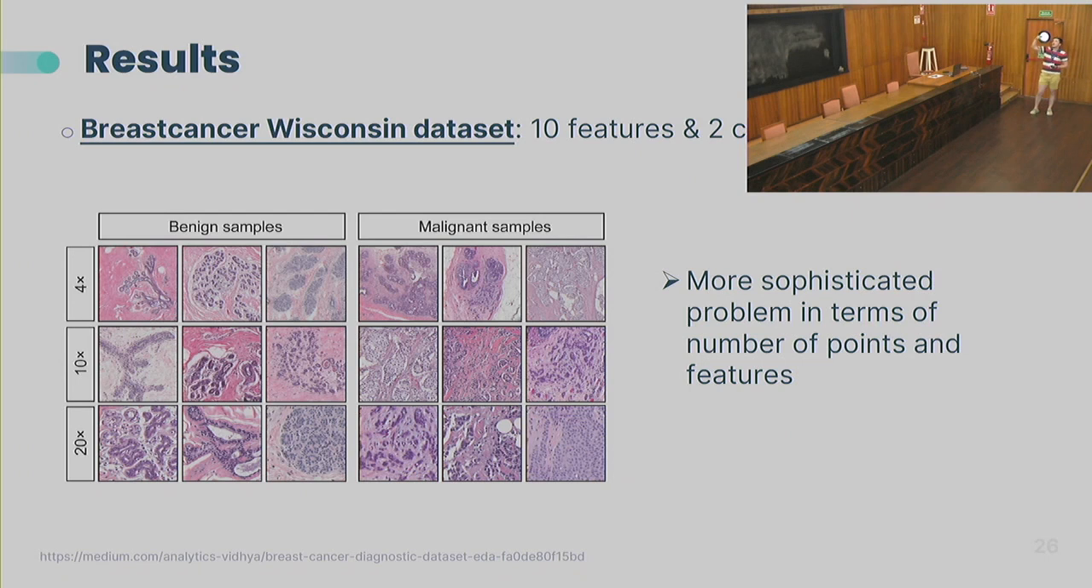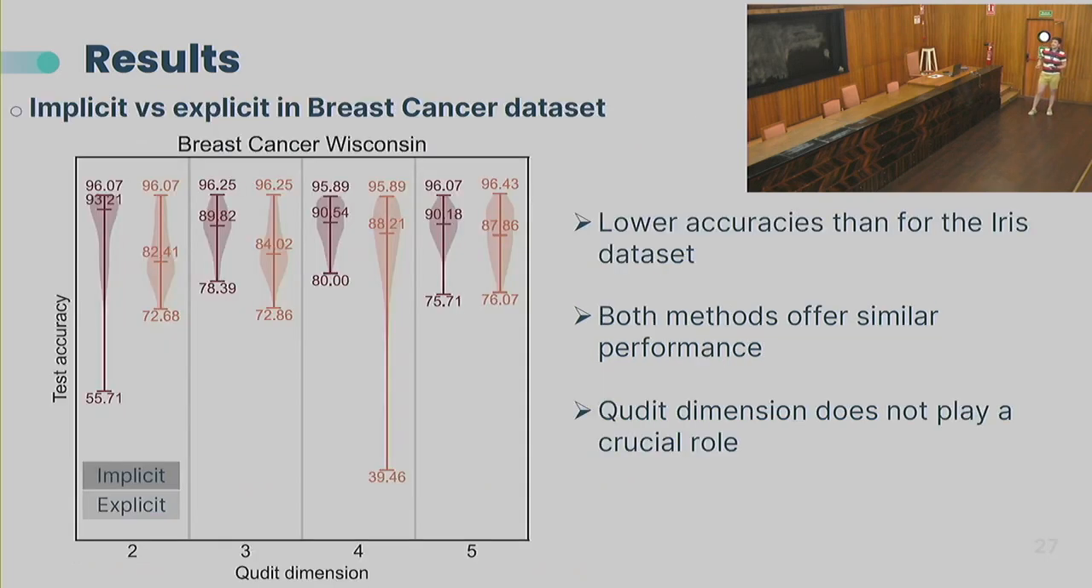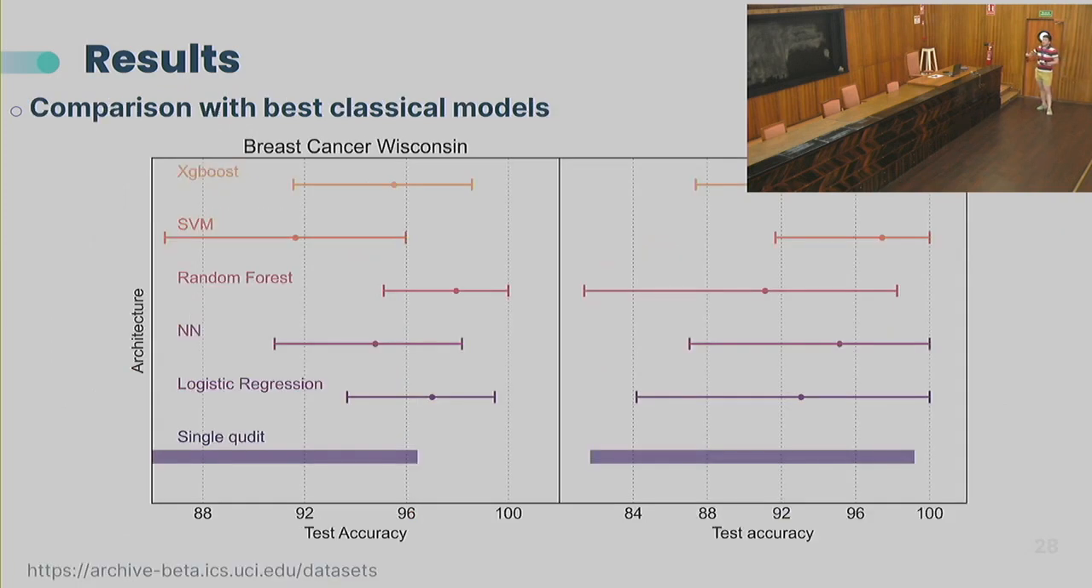If we go to a more complicated data set like the Breast Cancer Wisconsin, which contains more features but is a binary problem, we see again that the Qudit dimension doesn't play a crucial role and both methods perform similarly. We compare these results with the best classical models and we see that it works, and we get accuracies that are in the same order of magnitude.